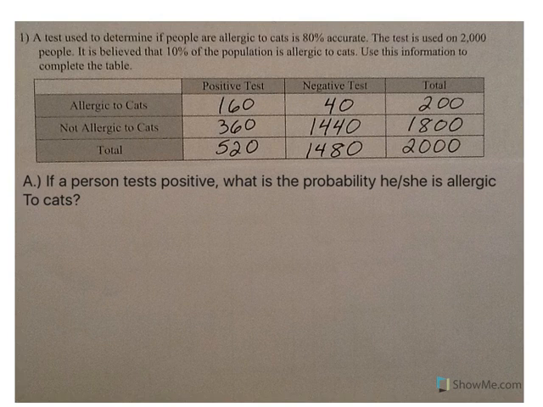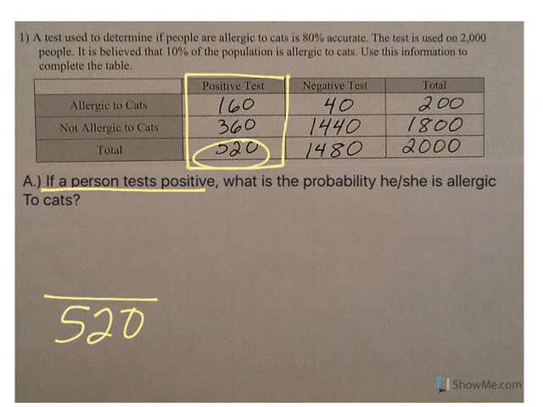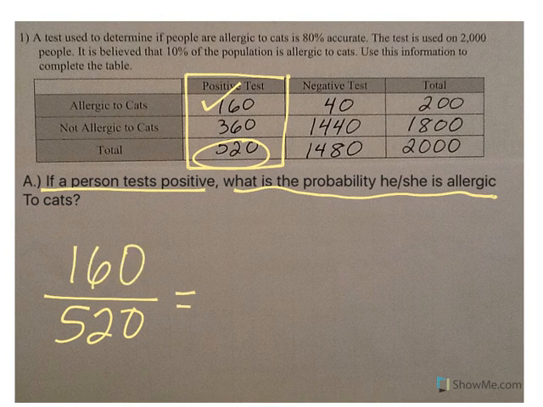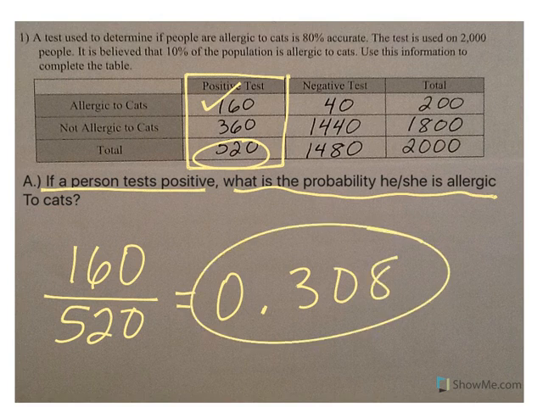Now, if a person tests positive, you'll notice that we have a conditional probability. If a person tests positive, that means we are only focused on this block. My denominator is the total, 520. What is the probability that she is allergic to cats? Well, allergic is the top, 160. So that's a probability of 0.308. So roughly 31%, you get a 31% chance of actually being allergic to cats if you test positive, which is kind of weird.